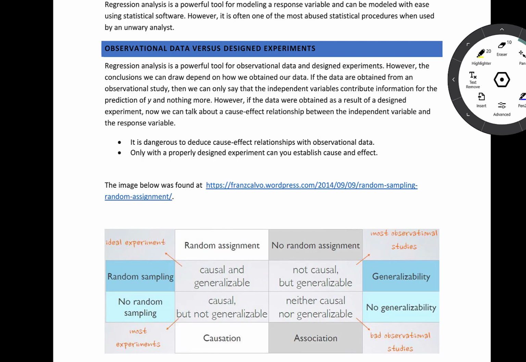However, if the data were the results of a well-designed experiment, then we could start talking about cause and effect relationships. So where your data comes from is extremely important, especially when you consider a lot of times we're going to be using secondary data. Secondary data is most likely not from a designed experiment, so we want to be very careful how we talk about our results. And so just to remember, it's dangerous to deduce cause and effect relationships with observational data, and only with properly designed experiments can we establish that cause and effect. And that is a bit of an oversimplification. There's a causal inference course that you could take, but that's a good general rule of thumb.